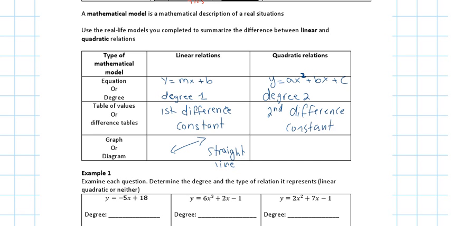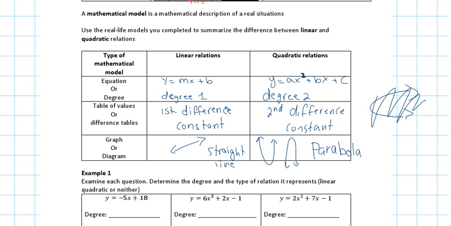And what would the graph look like? A parabola. Can it be sideways? Can it be like this? No, just up or down. This is not a parabola. If you see something like this, it is not a quadratic function. It's neither quadratic nor linear. This is actually the inverse of a quadratic. So this is not a quadratic function.